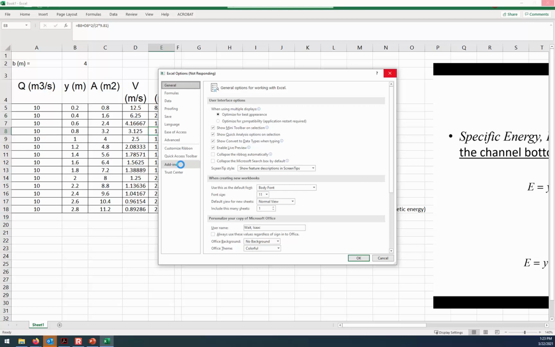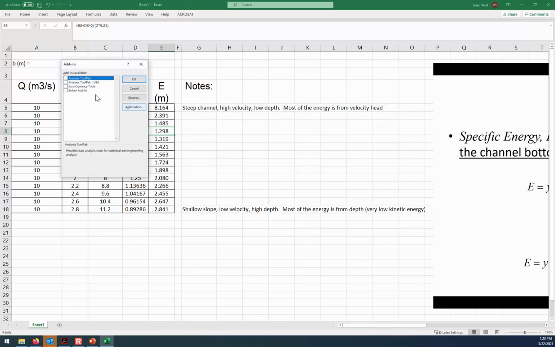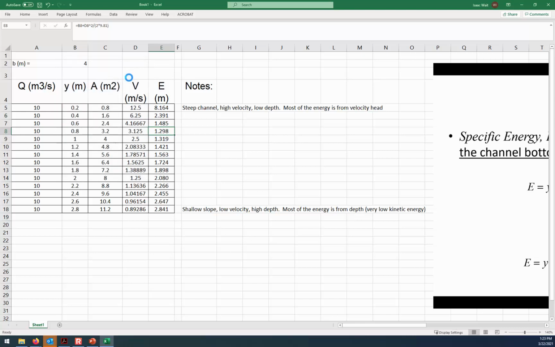Come on, where? Not responding. Okay, here we go. Solver. Manage. Okay, I'm going to turn on the Solver add-in. I want to find out what depth gives me the lowest minimum.